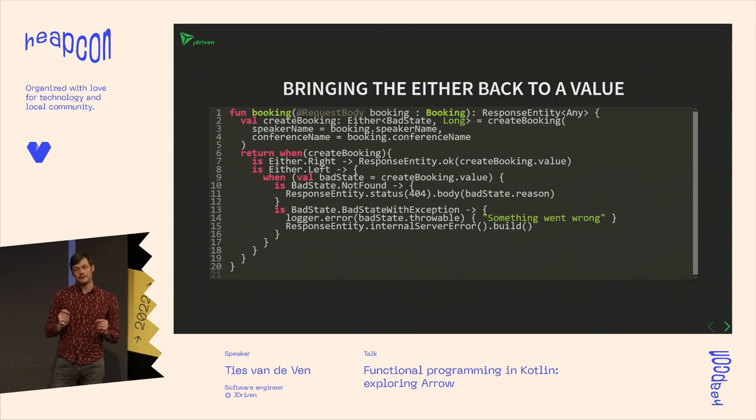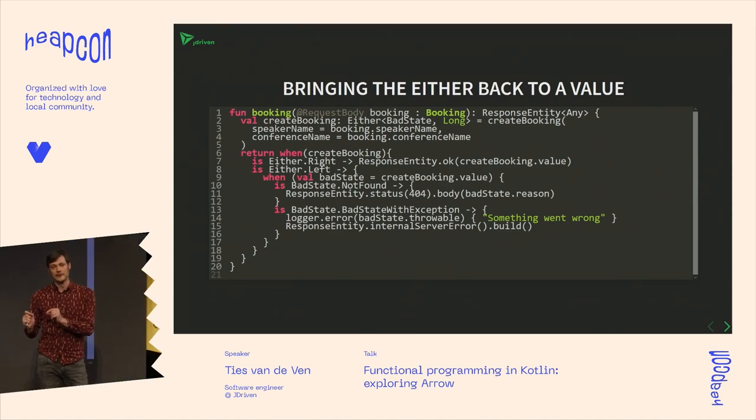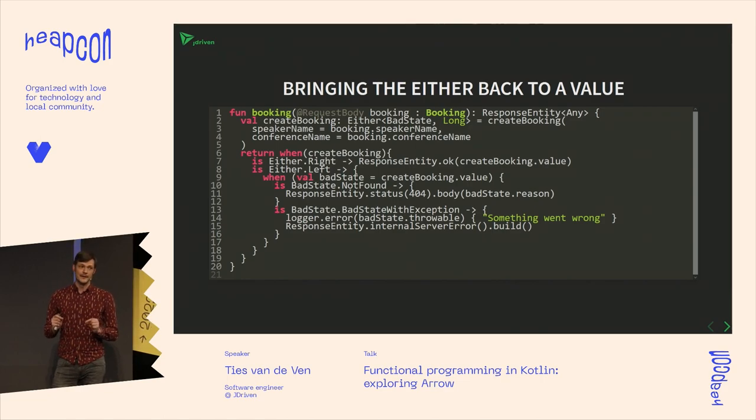In order to get back to a value when you have an Either, you have to make a conscious decision on what happens if the value isn't there. What if it's an instance of Left? You are forced to make a decision. And this is a good thing, so I can't forget it.